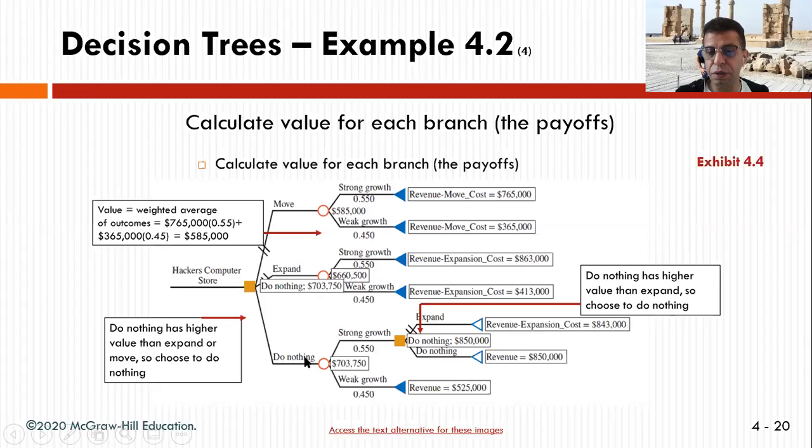Now, in the choice of do nothing, basically you're making 843 if you're expanding later on, which you multiply by 55%, and you do this calculation, and in the case of do nothing, you make 850. And the 850 is the revenue for do nothing, and if you're expanding, you make 843.